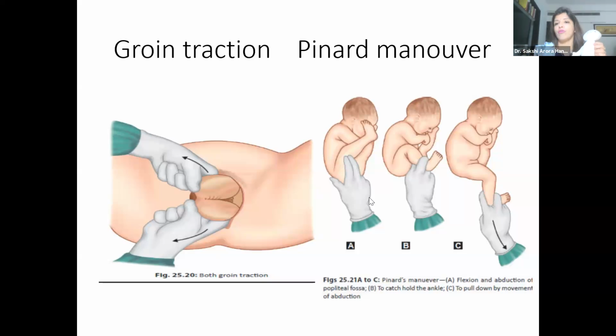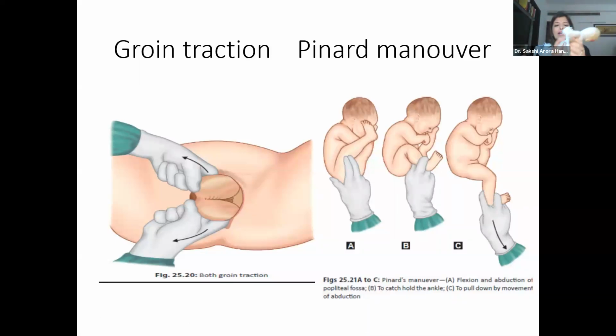So for delivery of legs, there are two maneuvers: groin traction, the image of which is shown to you, and Pinard's maneuver. If you see that the fingers are going up till the popliteal fossa and the legs are being brought down, that means it's a Pinard maneuver.